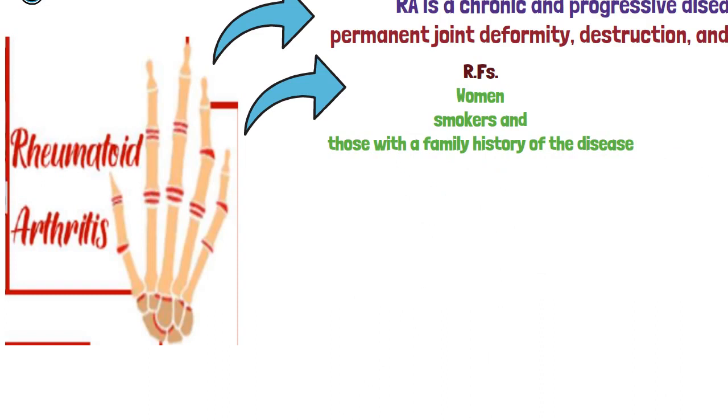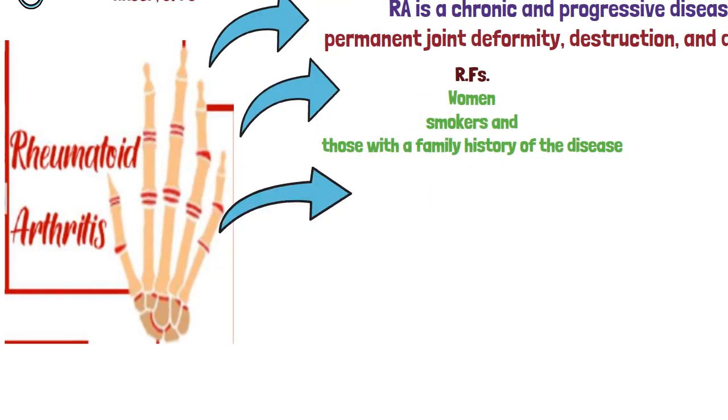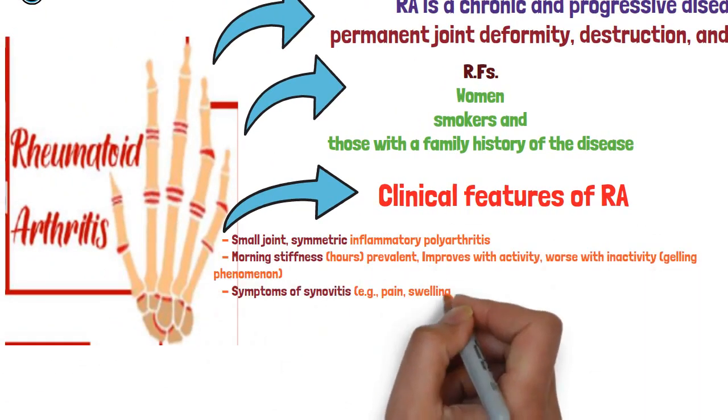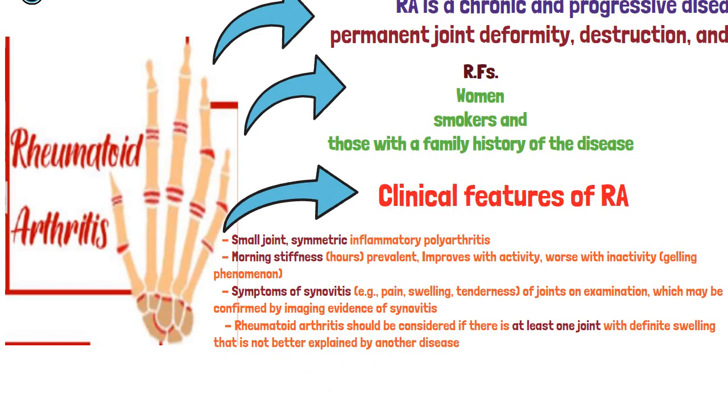What is the typical presentation of rheumatoid arthritis and how is it diagnosed? The patient comes with small joint symmetrical inflammatory polyarthritis. The patient comes with morning stiffness, mostly more than 1 hour, improved with activity and worse with inactivity. This is called the gelling phenomenon. The symptoms of synovitis, in the form of pain, swelling, and tenderness on examination, may be confirmed with imaging. We can confirm synovitis by imaging.